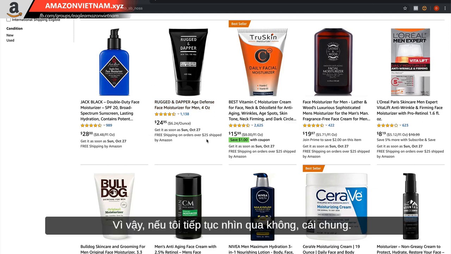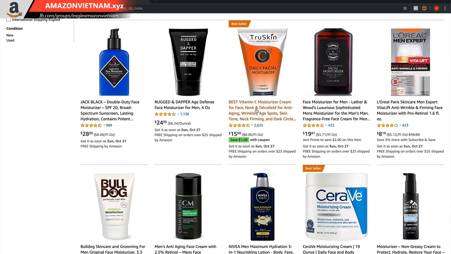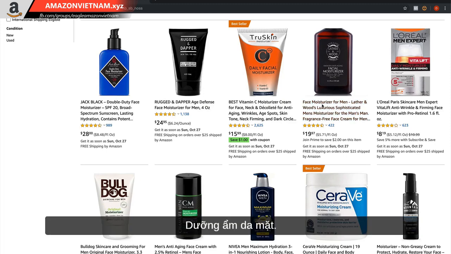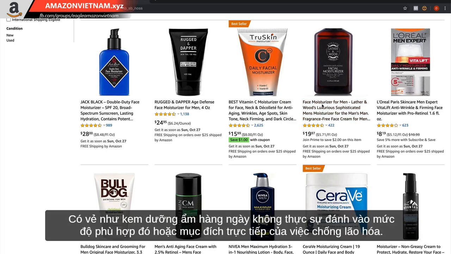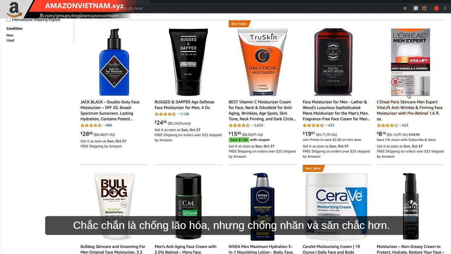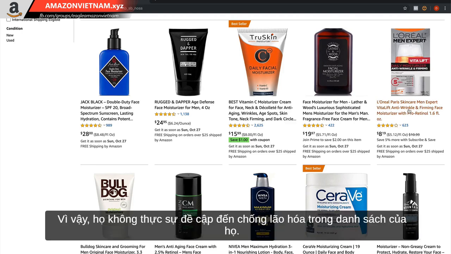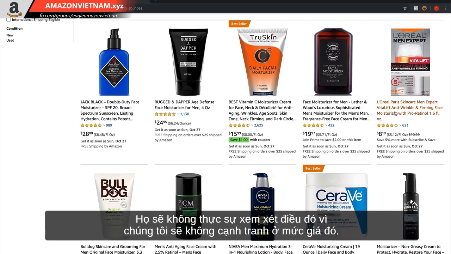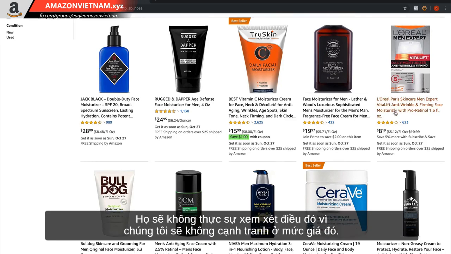So if I continue to look across, another general one, no real mention of anti-aging. It's definitely targeting male, but facial moisturizer looks like a daily moisturizer, doesn't really hit that relevancy or the direct intent of anti-aging. And then we have L'Oreal, which is a massive brand, definitely hitting anti-aging, but more anti-wrinkle and firming. So they're not really mentioning anti-aging in their listing. They're not optimizing towards that. And you can see a lower price point, so not really going to consider that, as we're not going to be competing at that price point.